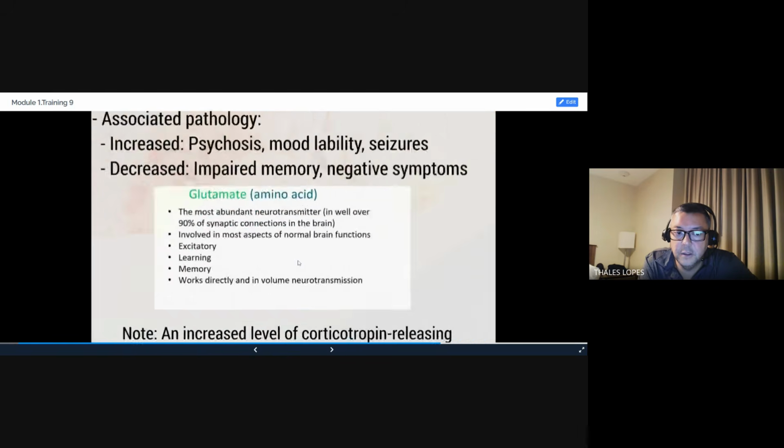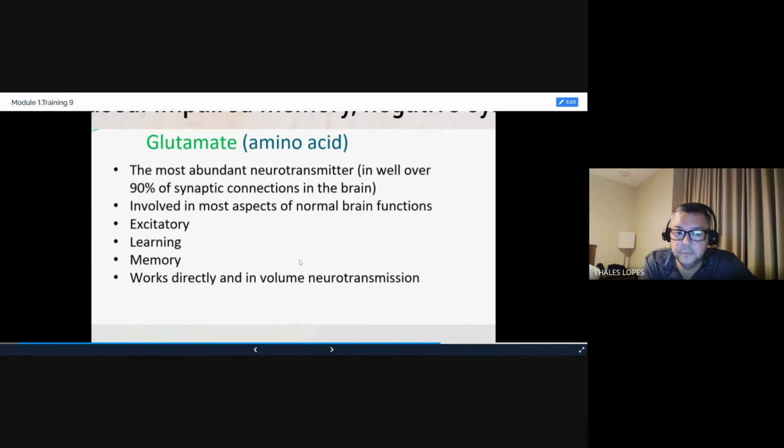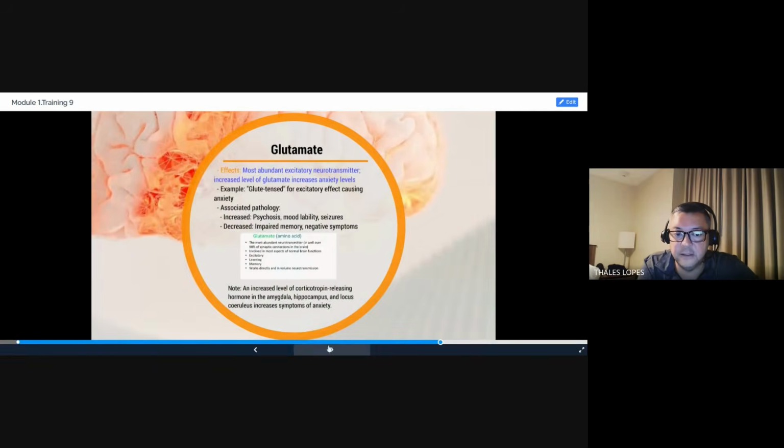Okay. No wonder it has to do with memory too. It works directly and by volume transmission. What is volume transmission? Basically, some neurotransmitters can be activated directly and some can be activated by volume. Think of volume as a puff of perfume that drops and activates other neurotransmitters. It's something we see in psychopharmacology, but not super high yield. You just want to mention that though.